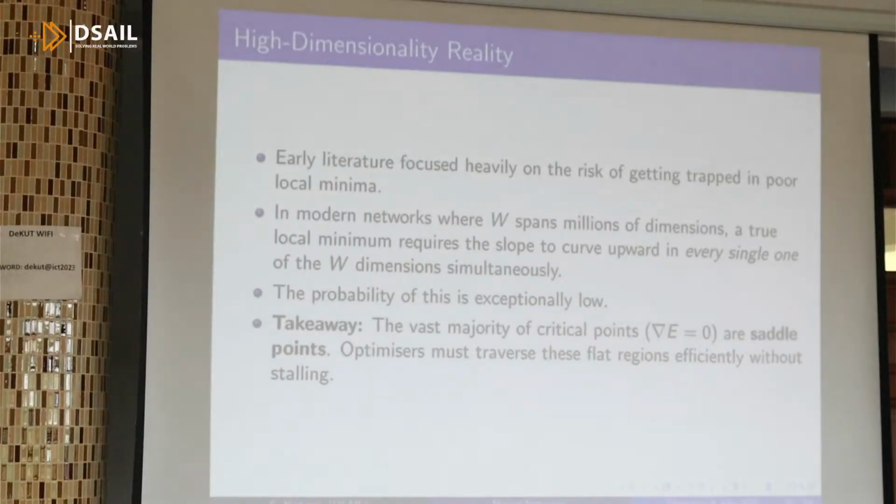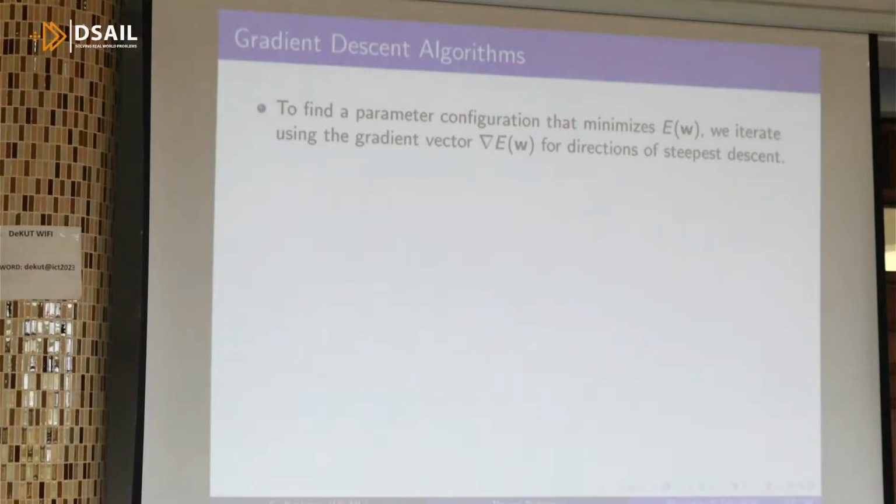So the takeaway is that the vast majority of critical points here are going to be saddle points, giving you a mixture of positive and negative eigenvalues. And optimizers must traverse these flat regions and saddle points efficiently without stalling. So it has to go past the saddle points, ignoring them, because it's looking for what? Looking for the global minimum. Okay. I'll go through these ones very quickly.